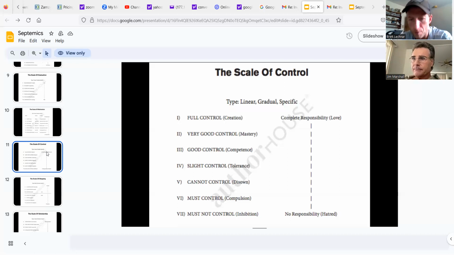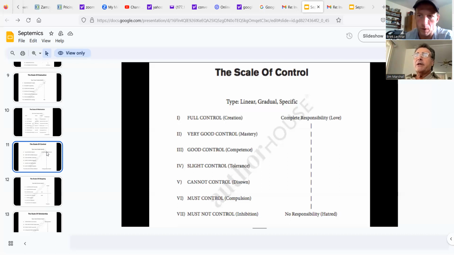Gotcha. And realize this is a gradual scale, which means there are intervening levels. Somewhere you could be at level 2, very good control, and then you get a little better, like 2.1, you see? It's gradual. This improves and deteriorates gradually, which quantum scales do not.